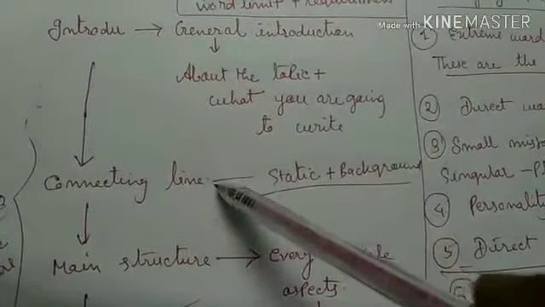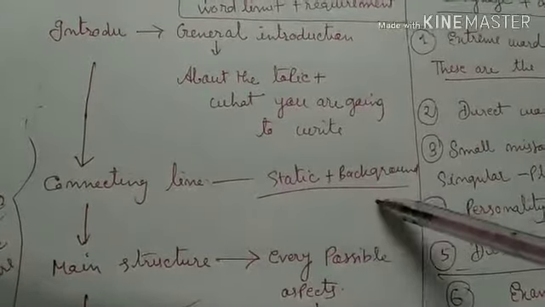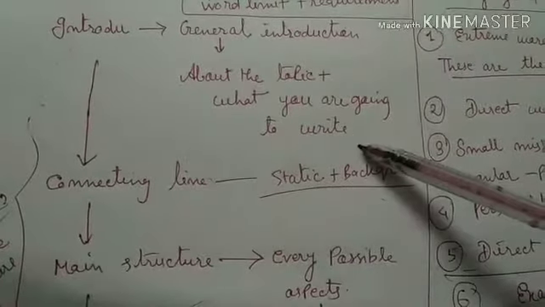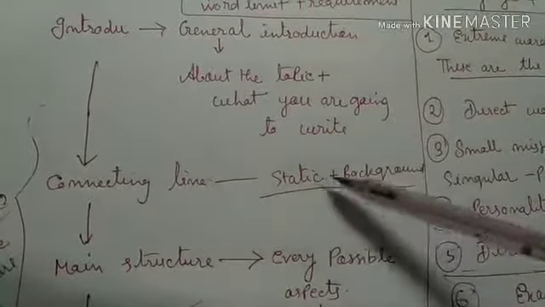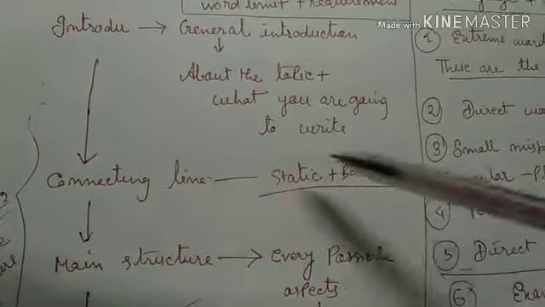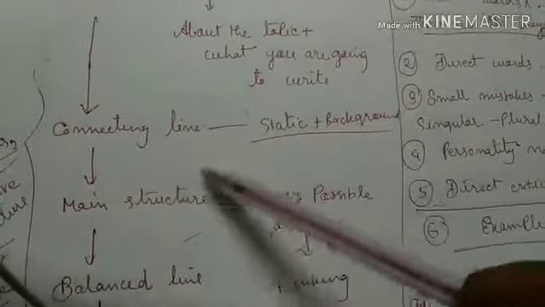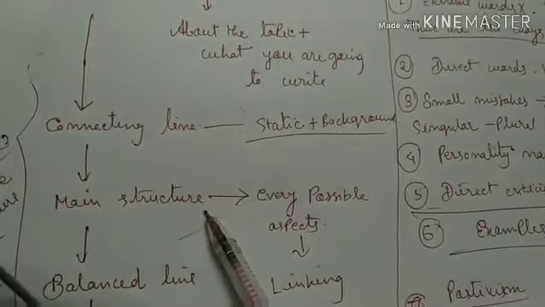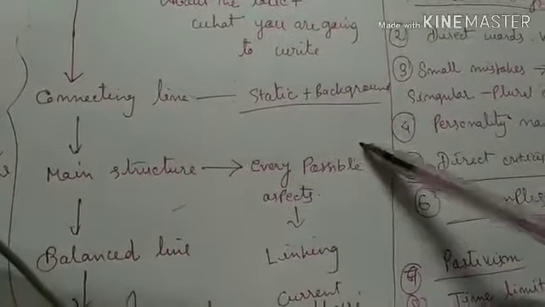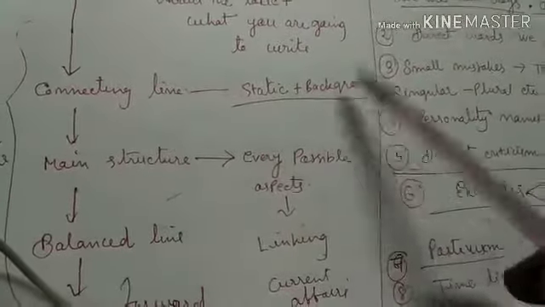Then there is a connecting structure which will connect your answer from the introduction to the main structure. Connecting lines should, in the most possible way, be from the static and background portion. An examiner will also evaluate whether you are reading the core books or not, whether you are reading the static portion or not. So giving a background or history of the topic from the static portion is necessary, and you can put this in the connecting line. Then coming to the main structure, you have to fulfill the demand of the question, covering every possible aspect, linking it to current affairs, linking it to multi-dimensional points.